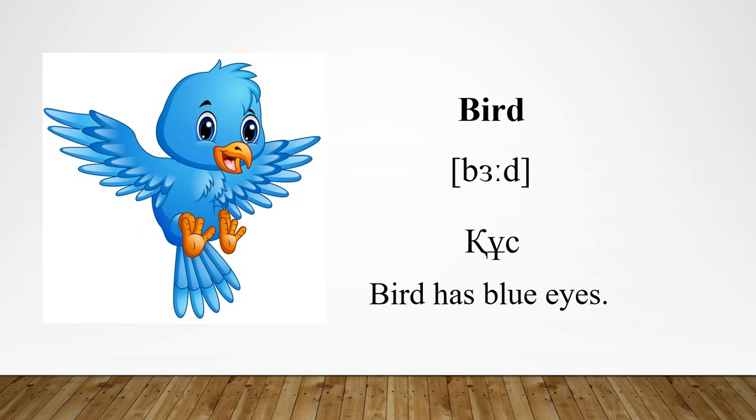What can you see? What is it? It is a bird. Repeat after me 3 times. Bird, bird, bird. For example, bird has blue eyes. Bird құс деген мағынаны білдіреді.